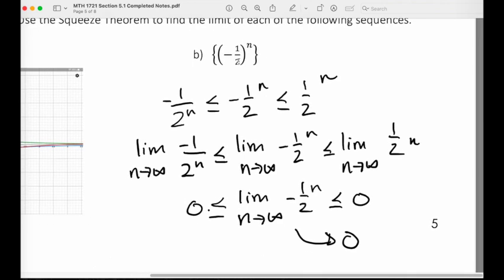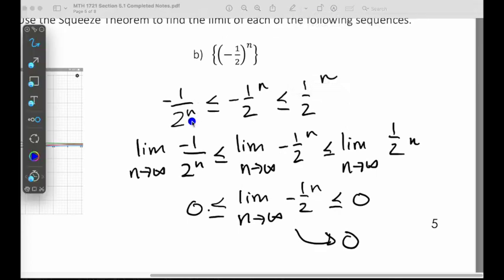Okay, using that same logic, we're going to show that negative 1/2 raised to the power of n also converges to 0, because this is going to lie between minus 1 over 2 to the n and positive 1 over 2 to the n. Both this limit and this limit approach 0 as n approaches infinity. And because this lies between or is equal to these for all the n's, then we know because of the squeeze theorem, and this is between 0 and 0, that this limit has to be equal to 0.